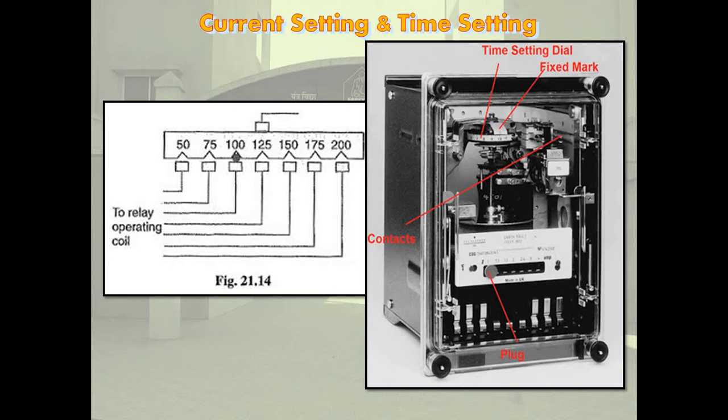This setting is expressed in percentage of full load setting of the CT for the relay. The disk starts operating when the current exceeds this setting and the contacts are closed. Here this is a contact. The plug is inserted in the bridge to select the setting.